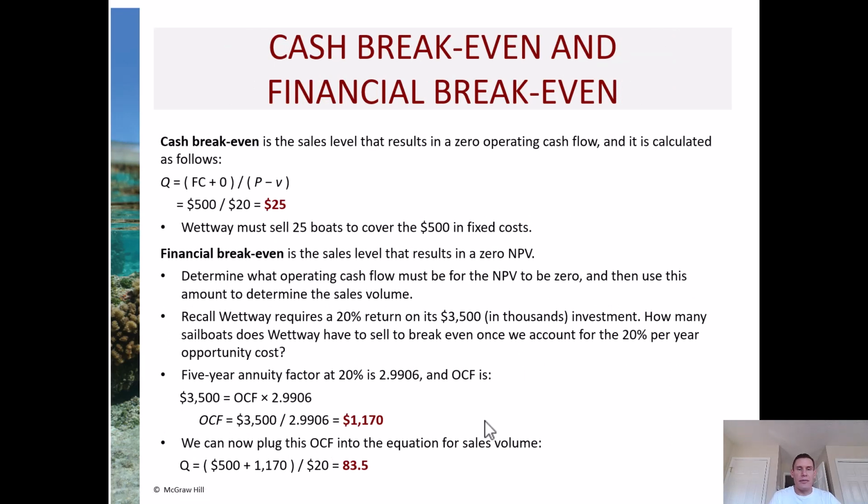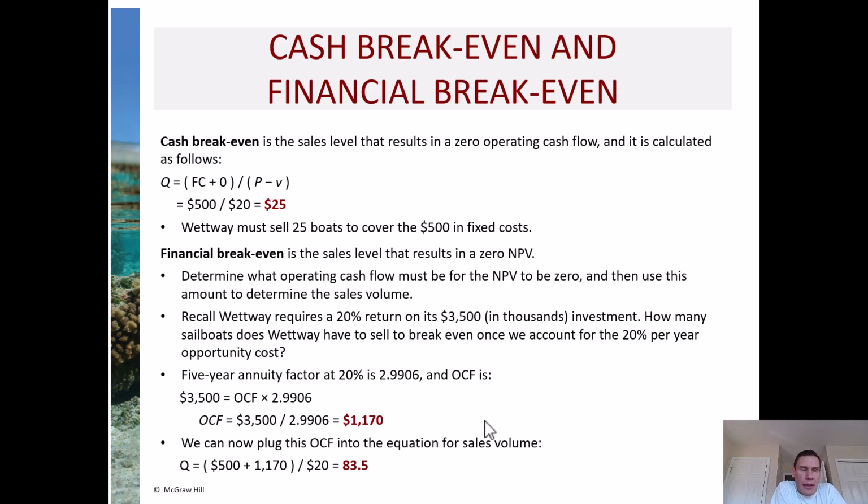All right, cash break even. So this is the sales level that results in a zero operating cash flow, and it's calculated as follows. So the formula is Q equals FC over 0 in parentheses over P minus V on the denominator, also in parentheses. So very simple, right? 500 divided by 20 is 25. So what we're saying there is the Wetway must sell 25 boats in order to cover the 500 in fixed cost.